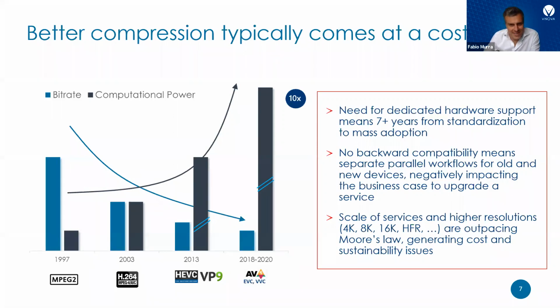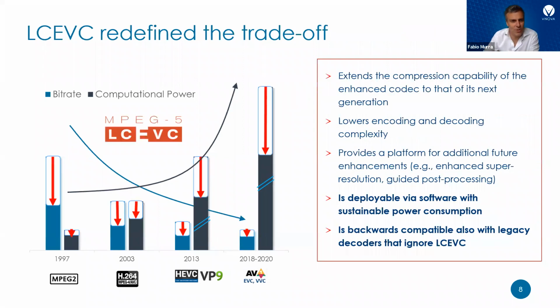So LCEVC, as I said, is applicable across the spectrum of codecs, and kind of redefines the trade-off between the computational requirements and the compression efficiency of a codec. So it affects both dimensions and improves the compression efficiency of a given codec, which I will call the base codec, the codec that it enhances, while improving its computational efficiency as well. And I will explain how.